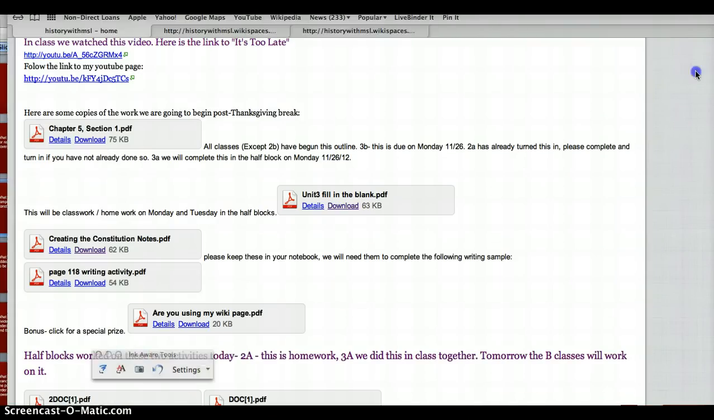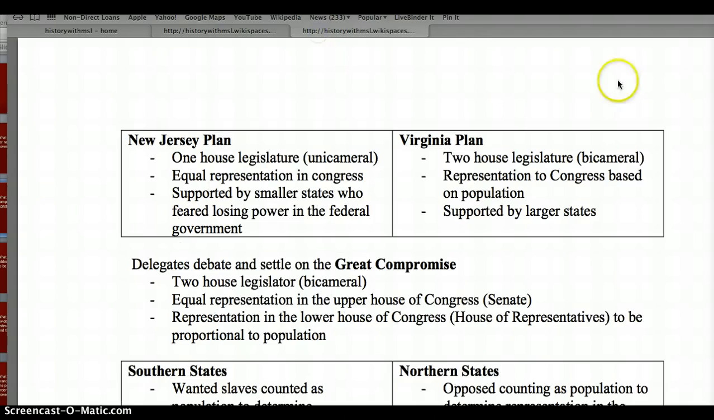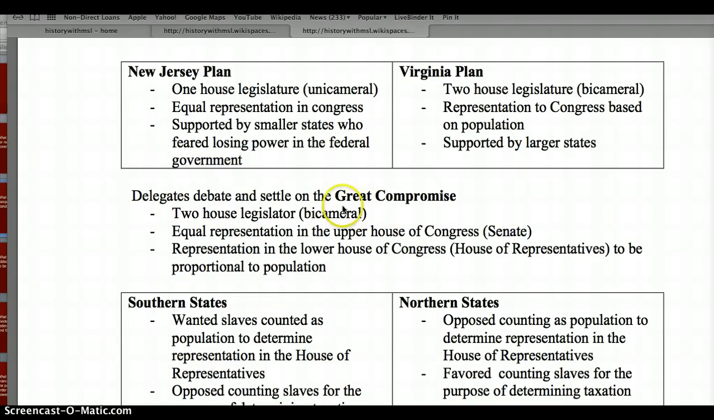So I'm going to go back to my wiki page. And I'm going to go back to the fill in the blank. We just went over the Great Compromise, but if you want to use your chart, this has it condensed. So the first compromise would be the Great Compromise, which gave us a 2-house legislature, the House and the Senate. Equal representation is in the upper house of Congress, which is our Senate. Representation in the lower house of Congress, the House of Representatives, is proportional to population.